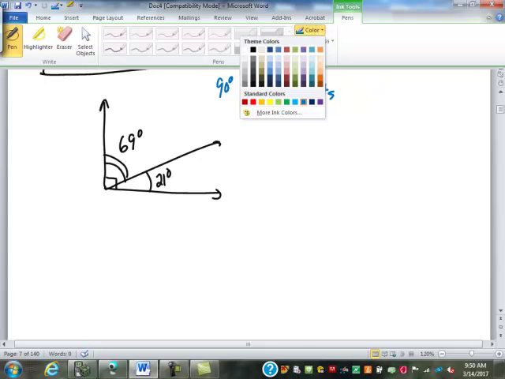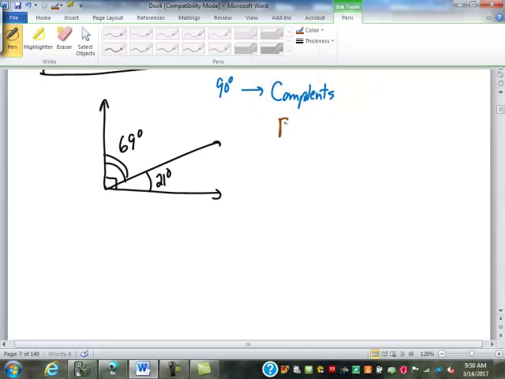So if I tell you that two angles are complements, or if I ask you to find the complement of 51 degrees, 37 minutes, 48 seconds, how am I going to do that?